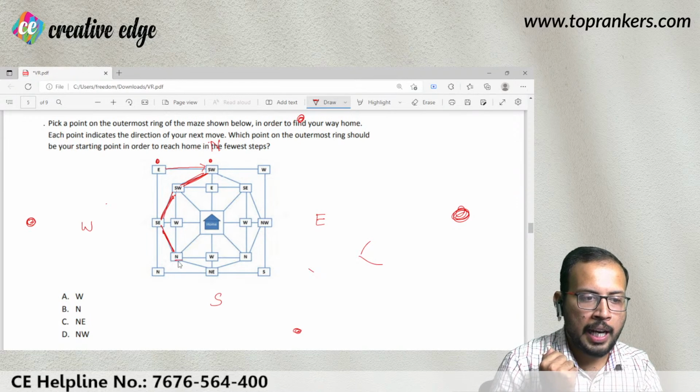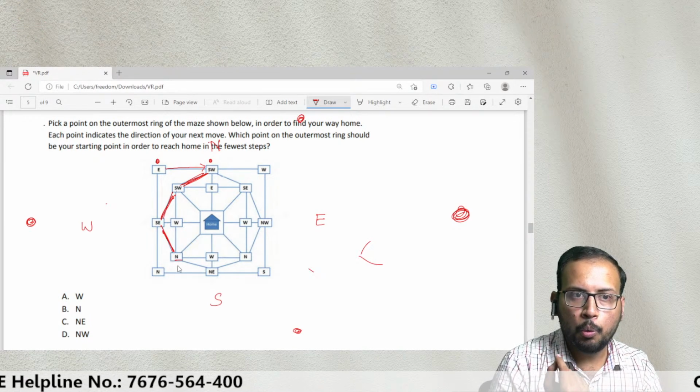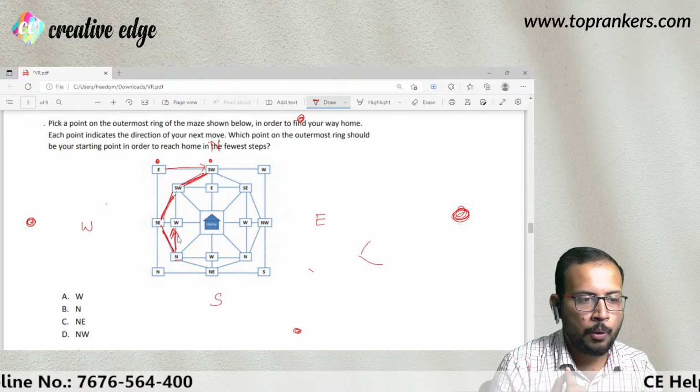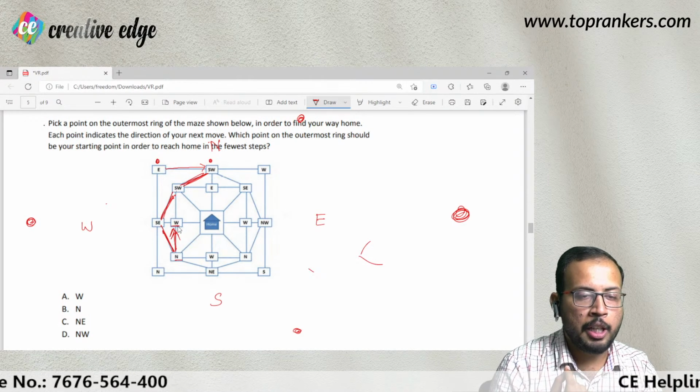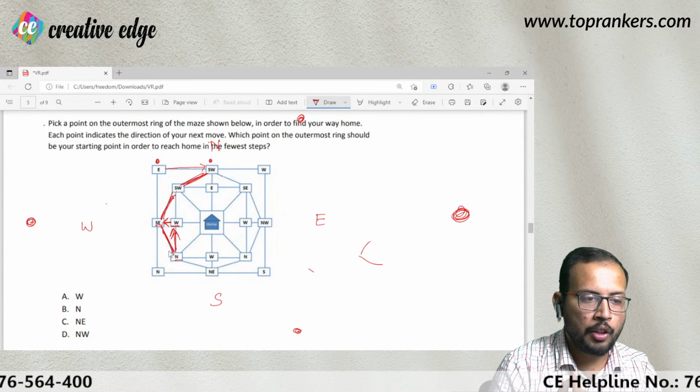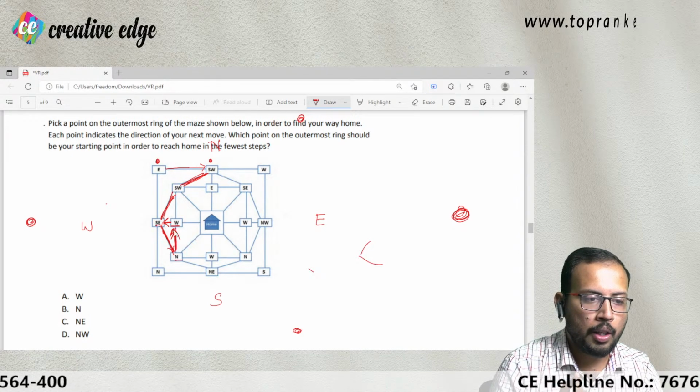Then at point N, I'm being told to move north. So you will have to go in this direction, north. Now this is telling me to go west. So west means I will go here. Again I have to go southeast. So I will go southeast and then I will come here. Then I will go north, then I will go west.